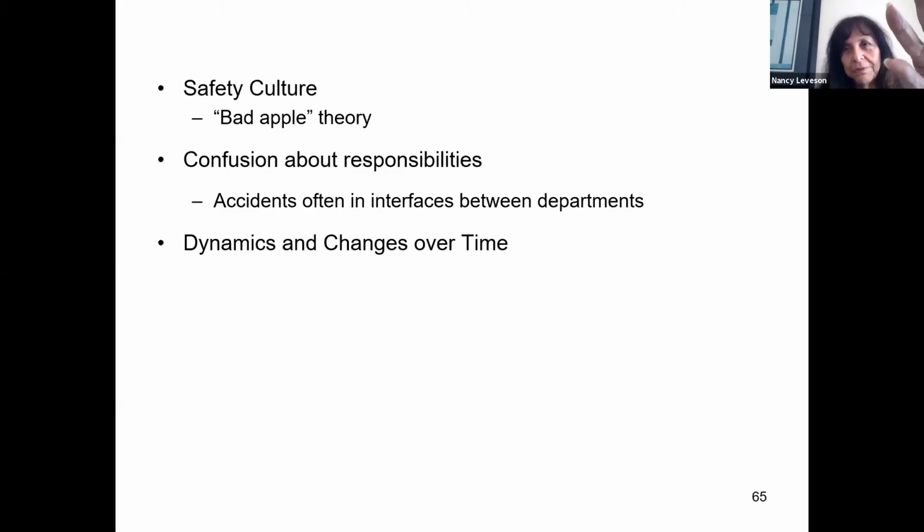We did get it published eventually, but we had to go to a different journal. Confusion about responsibilities. Accidents often arise in the interfaces between departments like this. Dynamics and changes over time was clear.